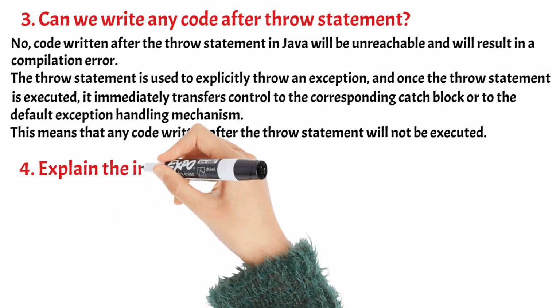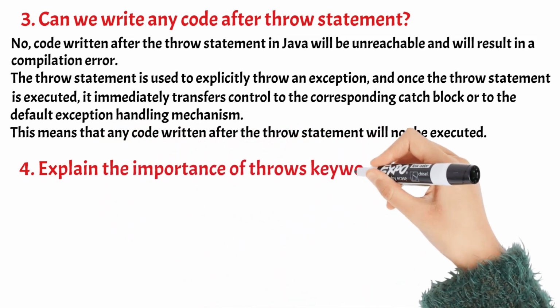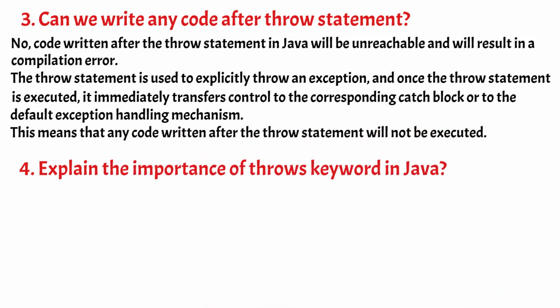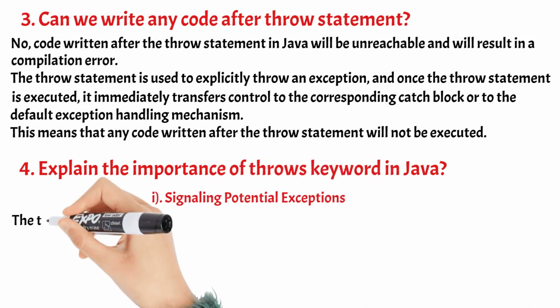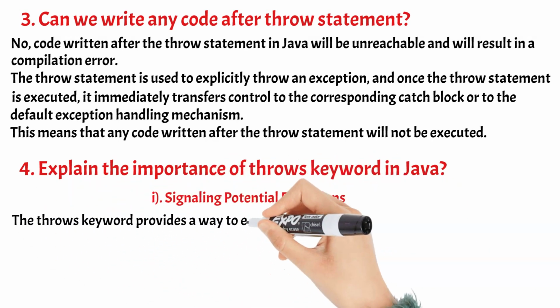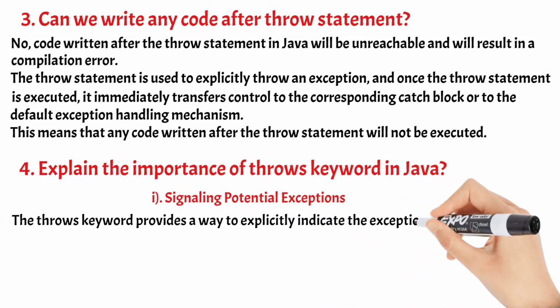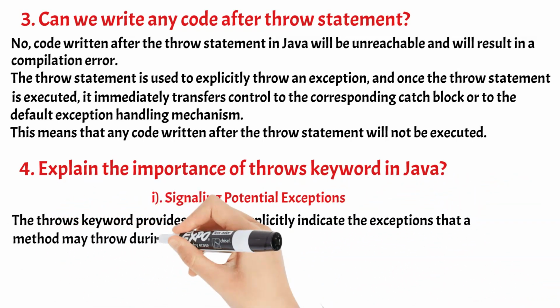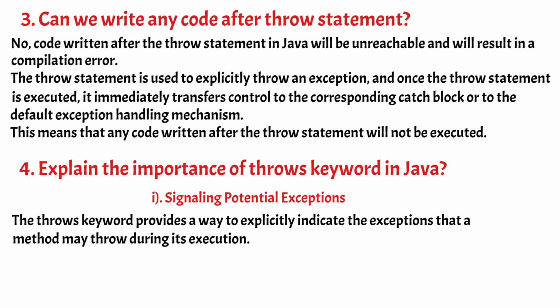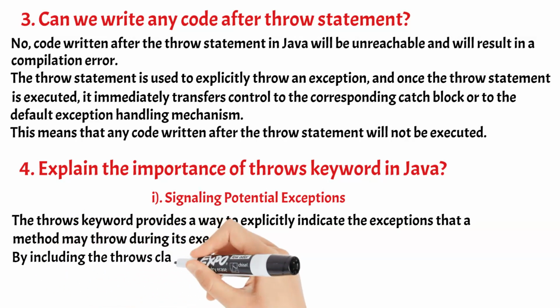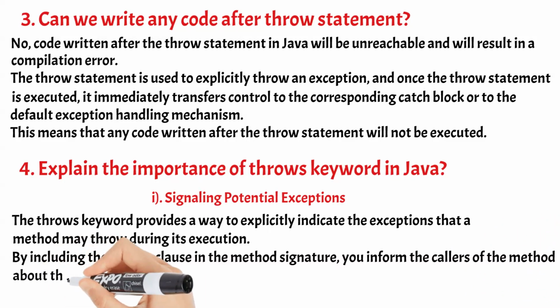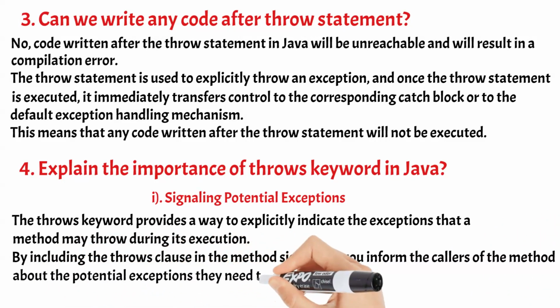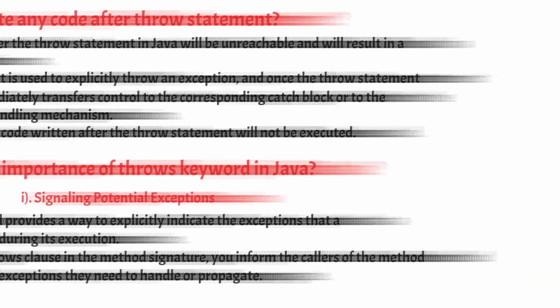4. Explain the importance of throws keyword in Java. 1. Signaling potential exceptions. The throws keyword provides a way to explicitly indicate the exceptions that a method may throw during its execution. By including the throws clause in the method's signature, you inform the callers of the method about the potential exceptions they need to handle or propagate.